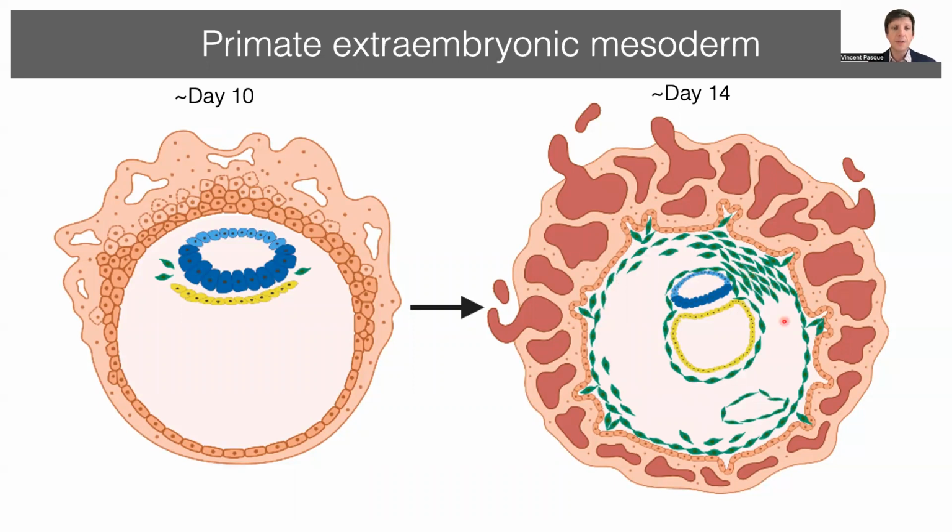So the extraembryonic mesoderm basically connects the embryo to the future placenta. It forms the primitive umbilical cord, and it also forms the primitive blood in an embryo. So it's likely to be essential for human embryogenesis. However, very little is known.